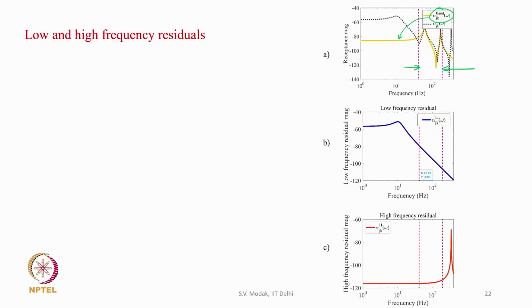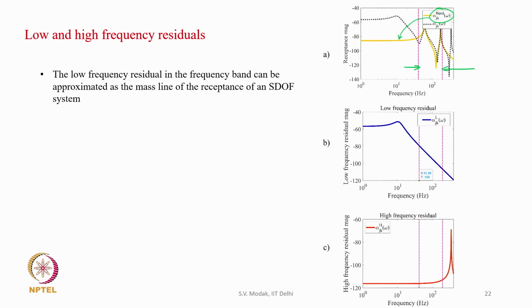This second figure shows the plot of the low frequency residual, that is, the plot of all the modes which are on the lower side of the band. The third figure shows the plot of the high frequency residual, that is, the plot of the contribution of modes which are on the higher side of the band. What we see is that the low frequency residual in the frequency band can be approximated as the mass line of the receptance of an SDF system.